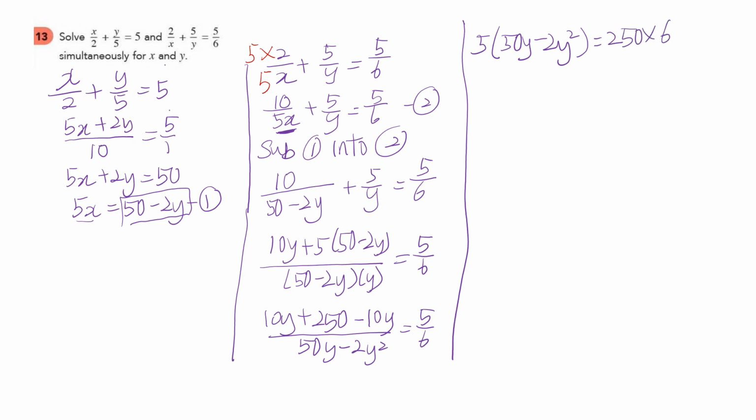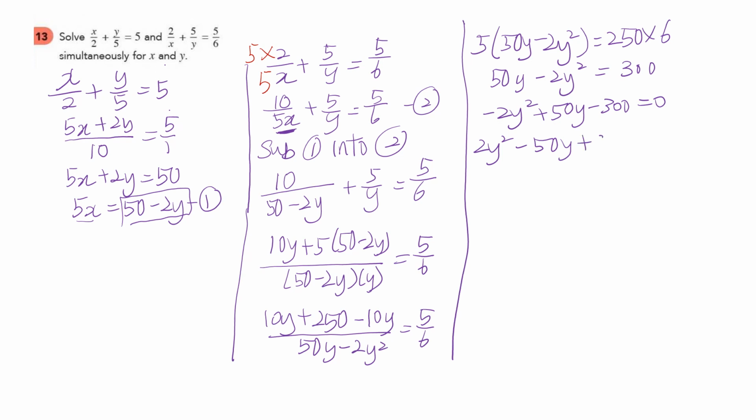Alright, I think we can divide both sides by 5. So divide both sides by 5, that will give us 50 times 6, that will be 300. You get negative 2y squared plus 50y minus 300 equals to 0. Multiply everything by negative 1 to make it positive. Or we can simplify further by factorizing 2 out.